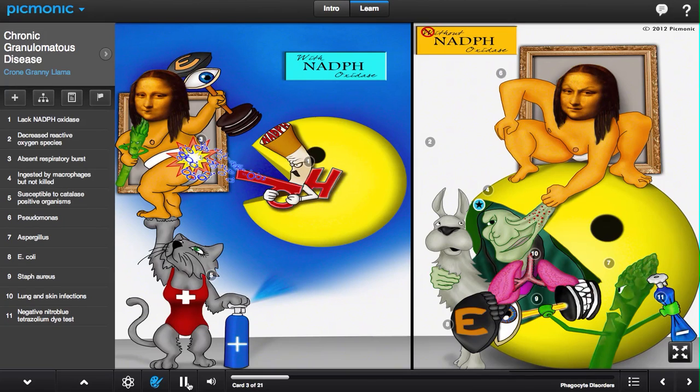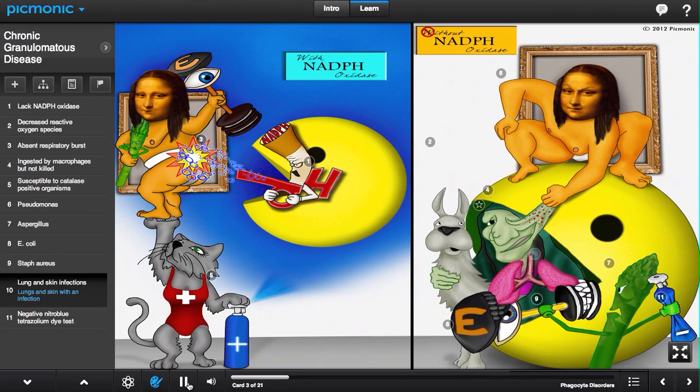One day, the NADPH guy decided enough was enough and left town, leaving MacMan to fend for himself. Sadly, the pesky neighborhood kids took over and even invited the smelly old crone lady with her lung and skin infections to move in with her llama.